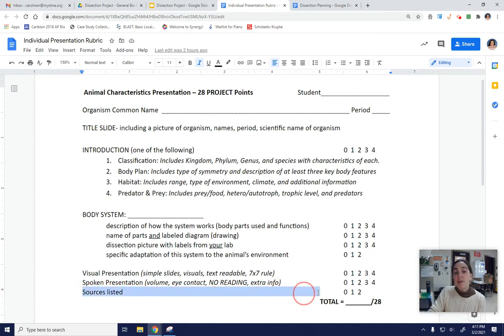And the final thing is you need to include your sources. They don't need to be super properly formatted, just copies of the website links is fine. I would suggest putting them at the bottom of each of your slides so that they're very clear and obvious, and we know that you included the sources where you got your information. So if you add that all up, that adds up to a total of 28 points per student.